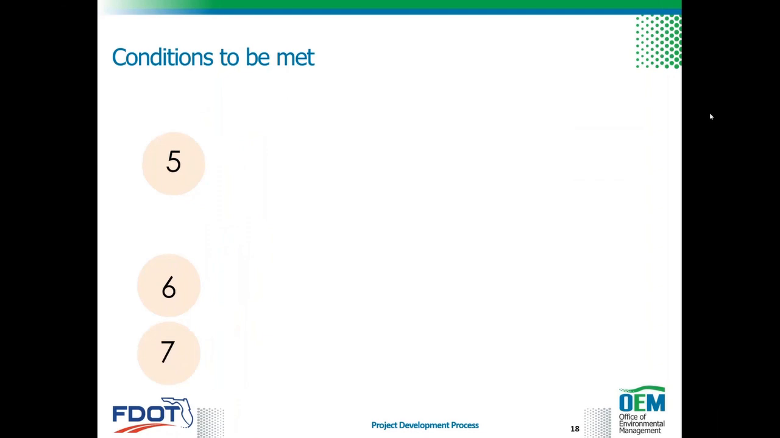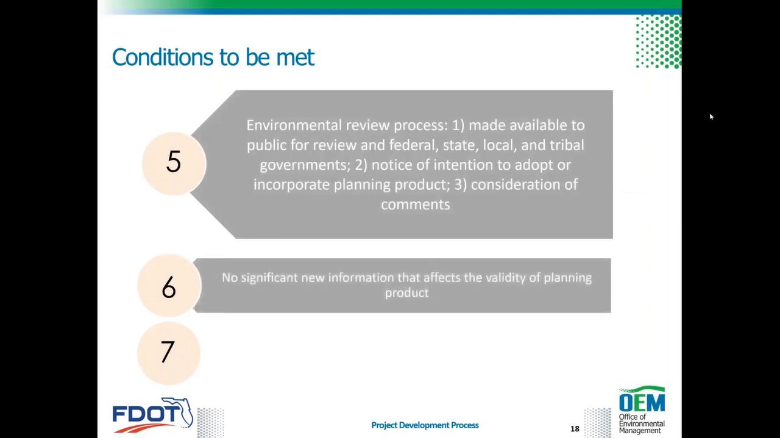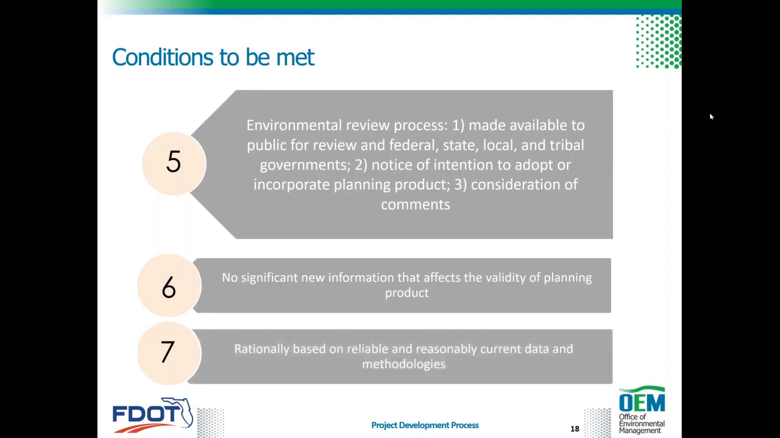Also, the planning process included broad multidisciplinary consideration of system-level or corridor-wide transportation needs and potential effects, and this includes the effects on the human and natural environment. The planning process included public notice that the planning products produced may be adopted during a subsequent environmental review process in accordance with this section. In addition, during the environmental review process, the relevant agency has made the planning product available for public review.